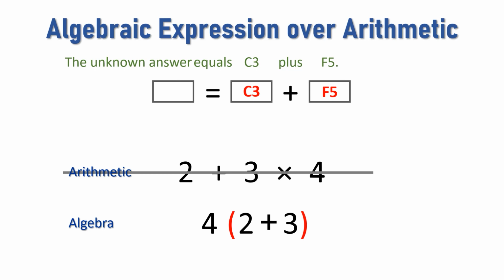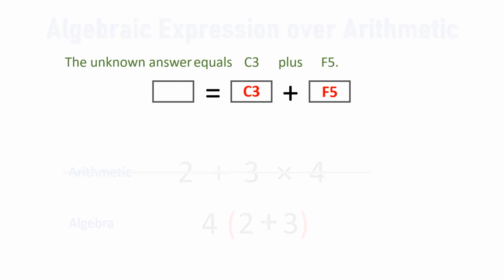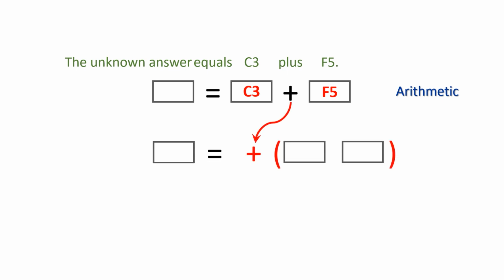So with that said, you can see that what we have here so far is arithmetic, but let's rearrange it a little bit and make it into algebra. Right now, this says the unknown answer equals C3 plus F5, okay? But I'm going to move that plus symbol to the front, and now this would actually read the unknown answer equals the sum of C3 and F5.